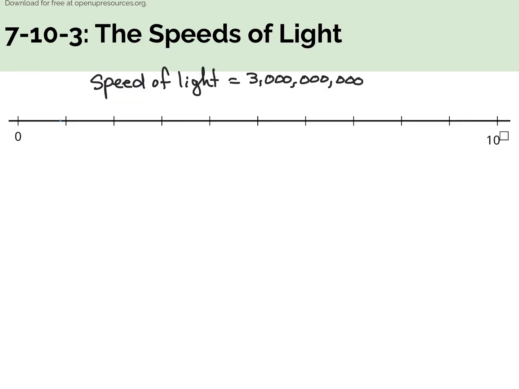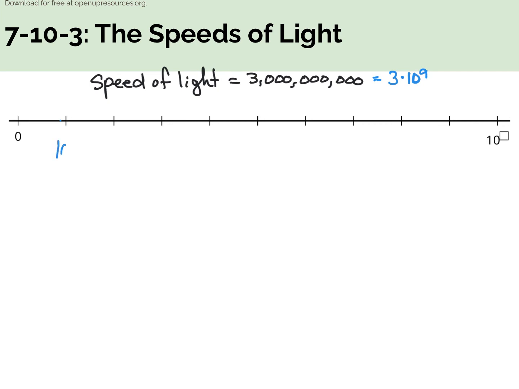So in our next activity, we're going to be talking about the speed of light. The speed of light is this huge number, right? So we need to think about how to put this on a number line. If I was going to label these tick marks, we can label them different ways, right? If this was put in as a power of 10, it would be 3 times 10 to the 9th power, right?